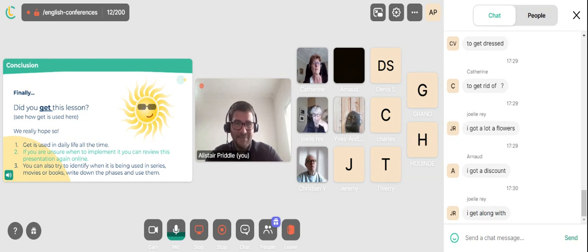So finally, did you get this lesson? You see how get is used here? We really hope so. Get is used in daily life all the time in English. If you are unsure when to implement it, you can review this presentation again online as many times as you like. You can also try to identify when it is being used in series on TV, in movies, or in books, and try to remember and use those examples. You will hear it all the time.